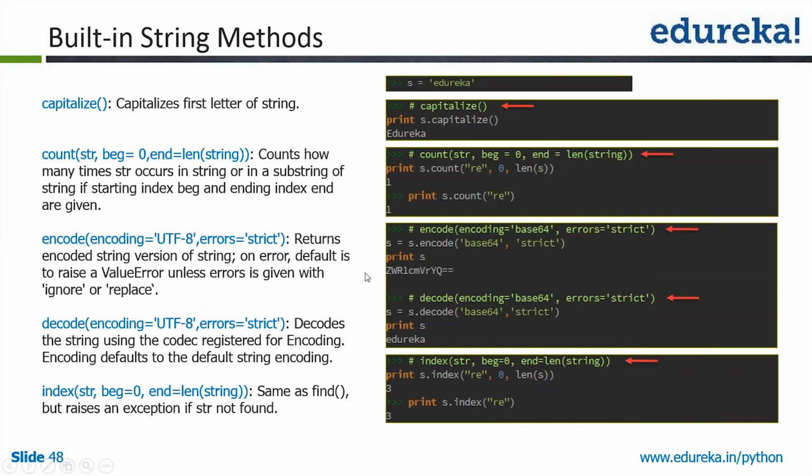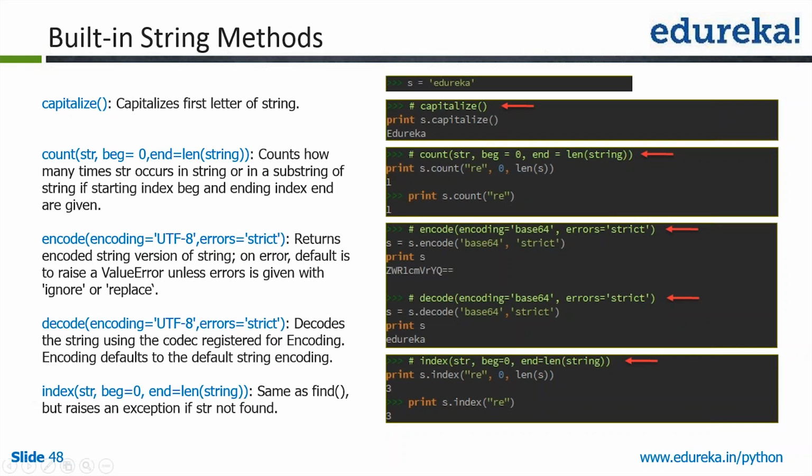Now, like the lower function we have seen, you could run the capitalize function that has the effect of making only the first letter of the string capital, leaving the others in lower case. Now, the count function can be used for counting the occurrence of a string within another string. So you could also specify the beginning position followed by the end position, which when left blank runs up to the end of the string.